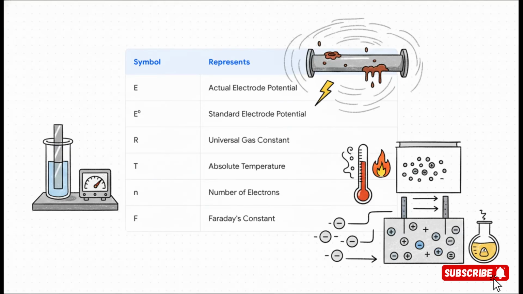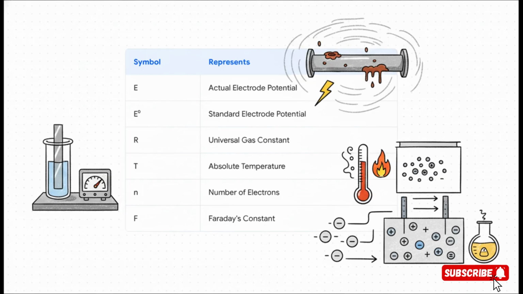Now don't let all the symbols scare you. Let's just break this down piece by piece. The E on the left, that's what we're trying to find, the actual, real-world electrode potential. E0 is our starting point. That's the standard potential we pull from a reference table like the EMF series. The rest of this equation is basically a big correction factor. R is a constant, and T is the absolute temperature.